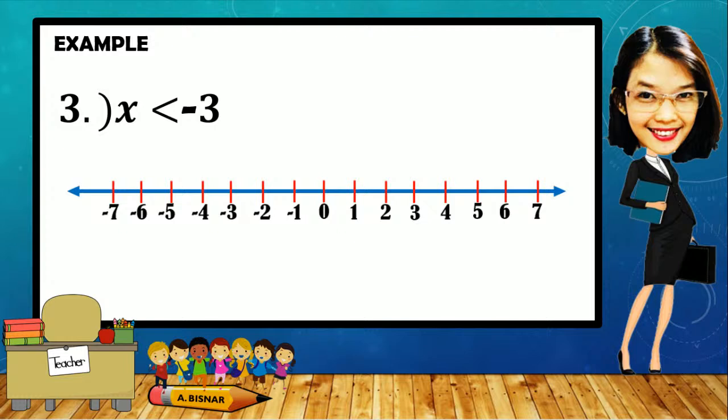Okay, next. In number 3, from the given, hello, so naging 8 na sila. From number 3, the given is x is less than negative 3.